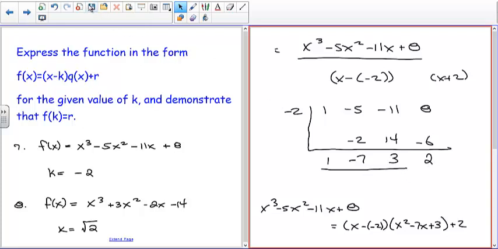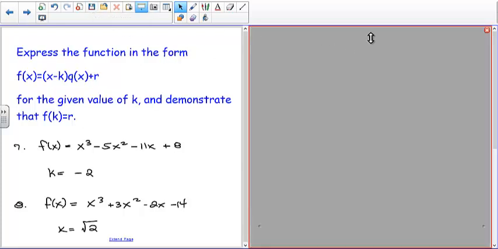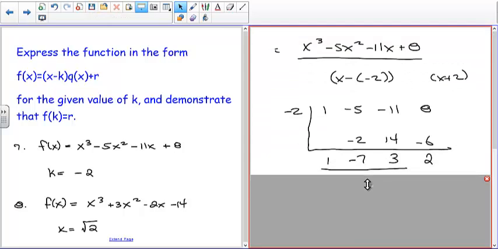Okay, so let me put my little screen here. Take the coefficients in front of each one of these terms: 1, negative 5, negative 11, 8. Write them down. The number we use here is not positive 2, but it's the k part, which is negative 2. It's the value of x that makes this go to 0.